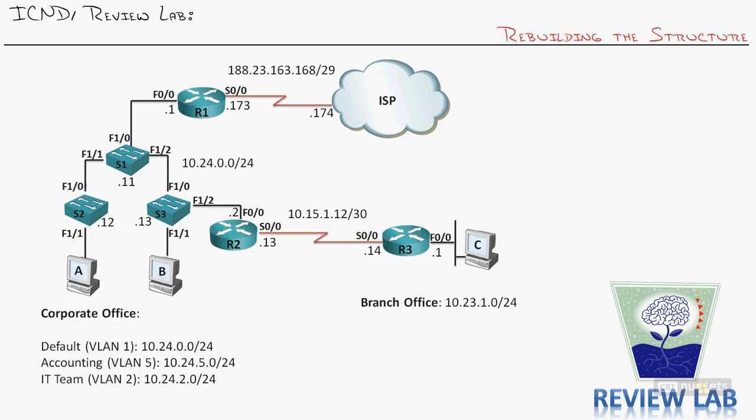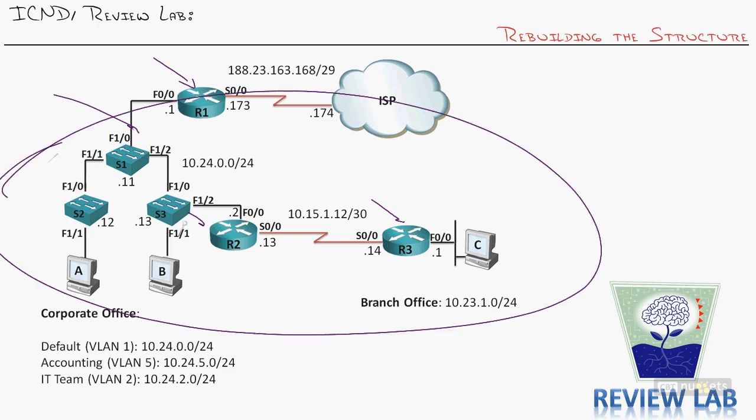Here we are in edition 4 of rebuilding the structure on the ICND1 Review Lab, and we have come pretty far. We've gone through and put a base configuration on every single one of these devices and assigned the IP addresses. We configured OSPF between them all on the last nugget, and got our switches configured with a VLAN interface and default gateway. Everything is pingable, everything is telnetted.